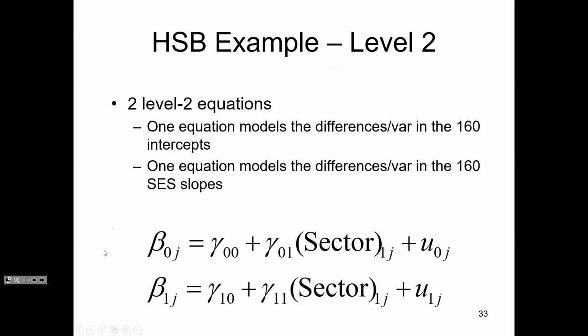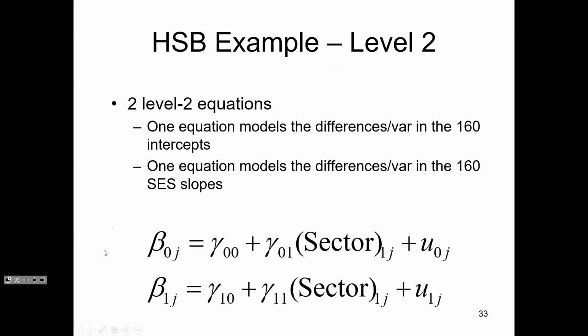Sector is a level 2 variable. It only varies between schools. It doesn't vary within schools, right? Every kid in the school is either in a public school or in a Catholic school. So there's no within school variability on the sector variable. So we wouldn't expect sector to be able to explain any within school variance, right? But it might be able to explain between school variance. And again, here, because it's a predictor of the randomly varying intercepts, we're going to look and see, can sector help to explain any of the between school variance in those randomly varying intercepts?